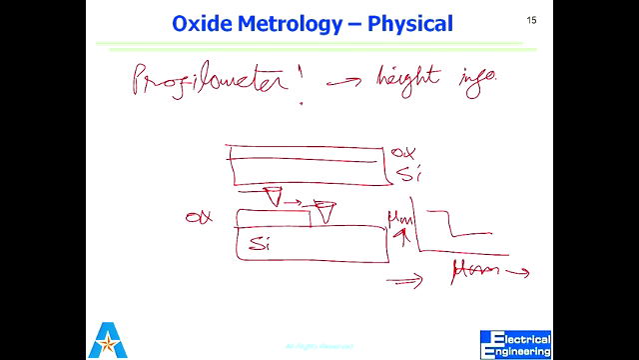So you can see that if you have got a step height, this is the tip of the profilometer, and it actually goes along this, and when it sees a step height, it gives you the topography showing that there is a step down, so that step height gives you the thickness of the oxide layer.